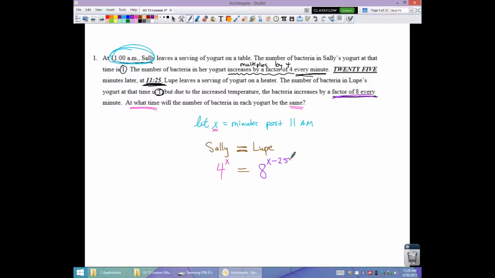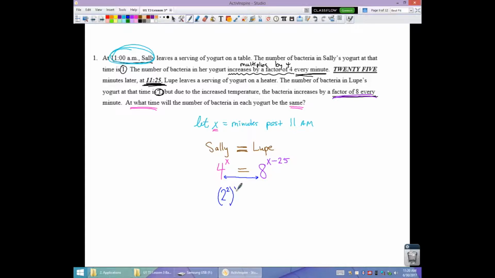In order to solve this exponential equation, we first need to turn this 4 and this 8 into common bases. Now, it's tempting to try to say that 8 is 4 squared. It is not. 4 squared is 16. So I'm going to have to change both bases. What power can I write both 4 and 8 as that has a common base? The answer to that is 2. So 4 is 2 squared.